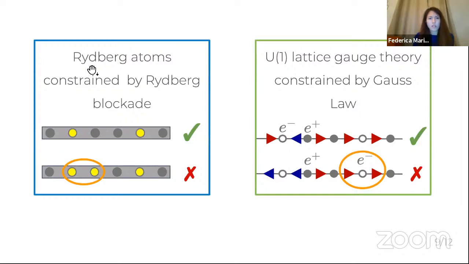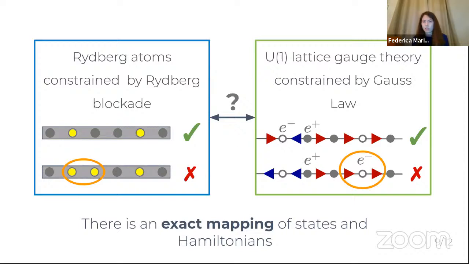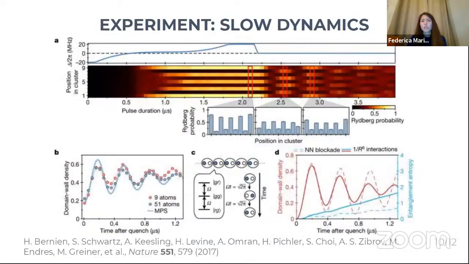And on the other side, we have a model for Rydberg atoms that is constrained by Rydberg blockade, which means that two Rydberg excitations cannot be on neighboring sites. So while these two models, the unconstrained models, have nothing in common, if you restrict them to this constrained space, you can see that there is actually an exact mapping between the two, both at the level of states and at the level of Hamiltonians. And so what we did was to use this observation to understand the dynamics.